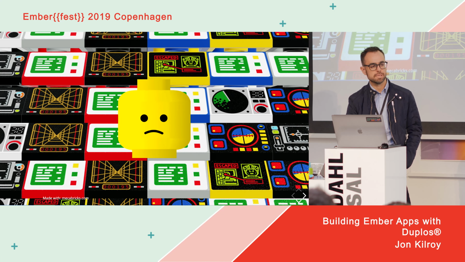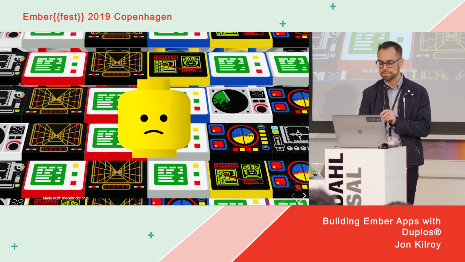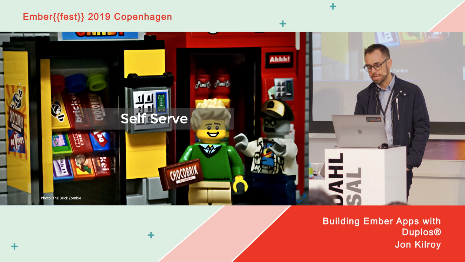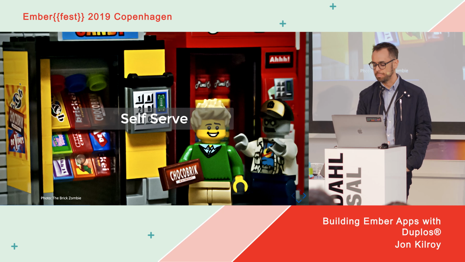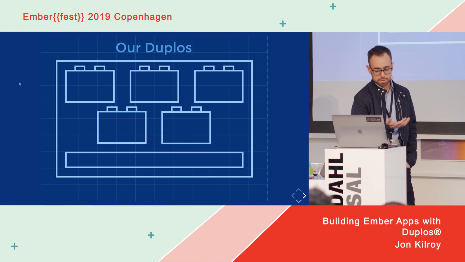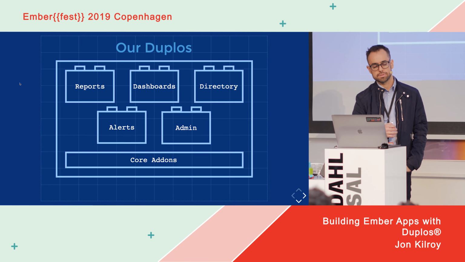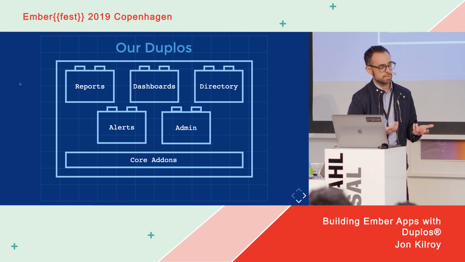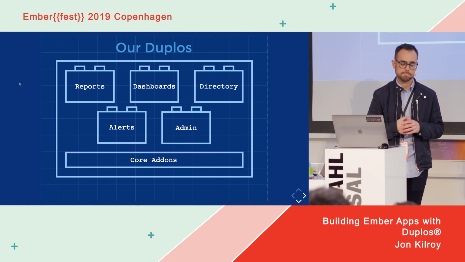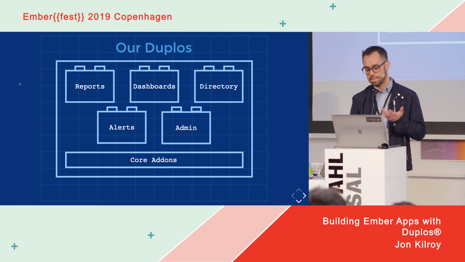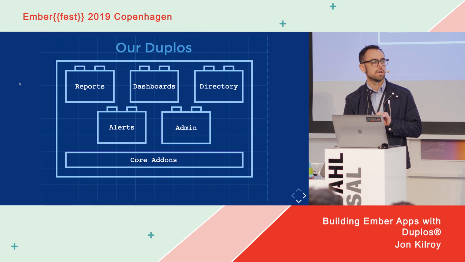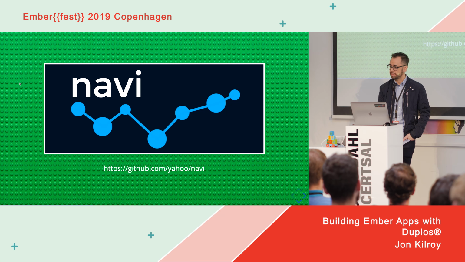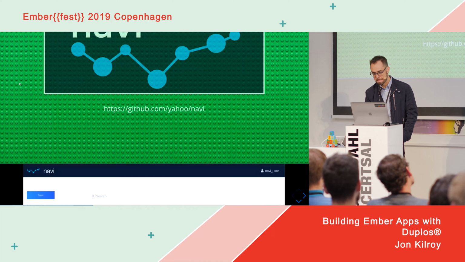So we had so many one-offs that we said, we're going to build that 80% case for our customers, but for everything else, we're going to build a self-serve reporting experience. And we found that this was so common in all the applications that we built. We made a set of Duplos that allow us to have an ad hoc reporting system, a custom dashboard experience, a directory to manage all this data that users are creating, a set of alerts and an admin layer, and then some core add-ons that all these Duplos can share. And we open sourced it. You can check it out. It's called Nobby. It's on Yahoo/Nobby.